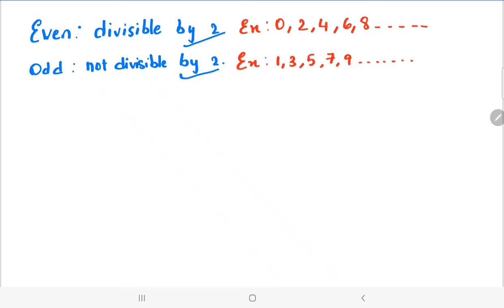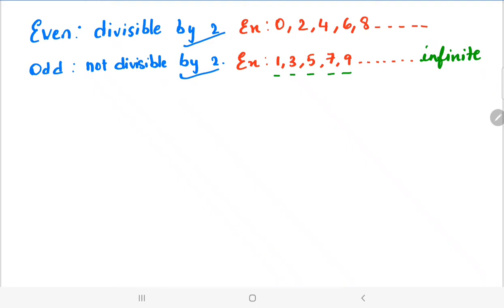So here I have given you some examples of both even and odd numbers. Here if we see 0, 2, 4, 6, 8 are even numbers. 1, 3, 5, 7 and 9 are odd numbers. Not only till 9, but we know that numbers are infinite. So whenever numbers are infinite, this will go on in that manner.